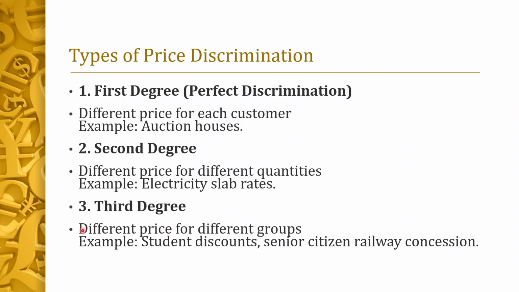And finally, there is third degree, which talks about different prices for different groups. And what are those groups? Maybe student discounts or senior citizen railway concessions. So here we are charging different prices from different groups. It could be weekend or weekday movie tickets also. These are the 3 degrees wherein we can discriminate prices.